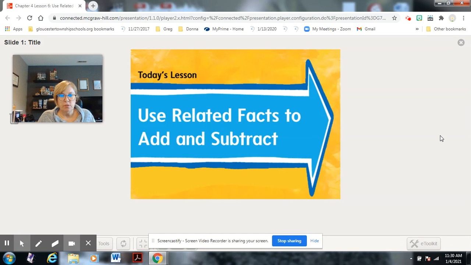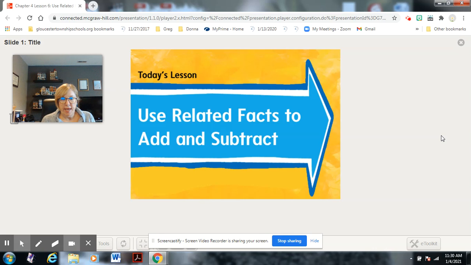Just as a little side note, so you don't get all confused, we are skipping lesson 5 and going right to lesson 6. So, one of two things. You can try lesson 5 on your own, or you can just skip those pages, and that's fine too.